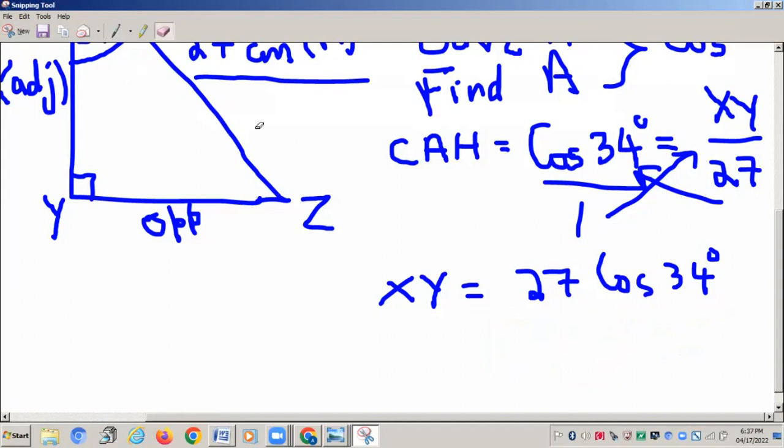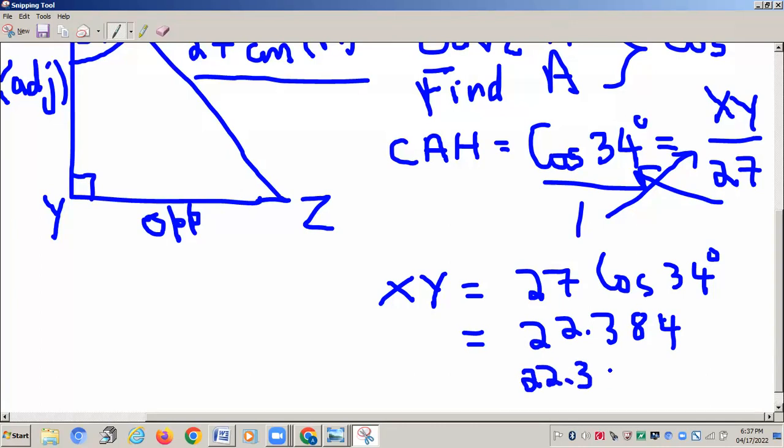So all you need to do is punch it into the calculator. Punch in 27 cos 34 and tell me what you get. 22.38. What comes after the 8? A 4. So to 2 decimal places, the answer is 22.38 centimeters. That's the answer.